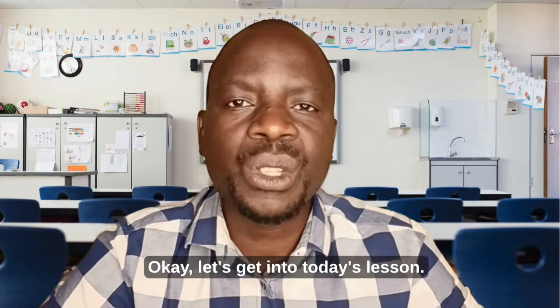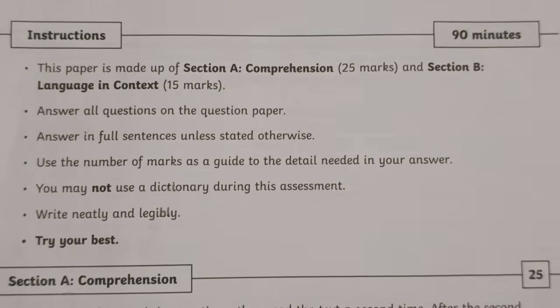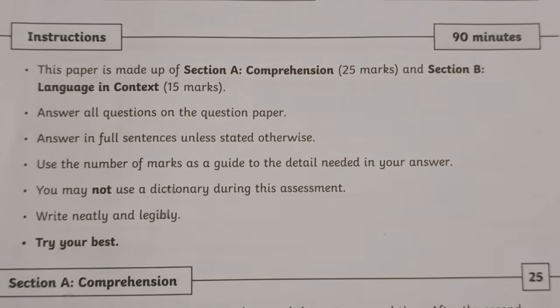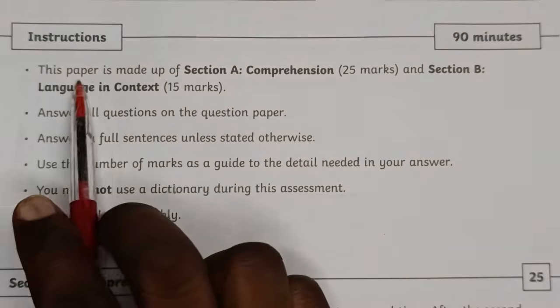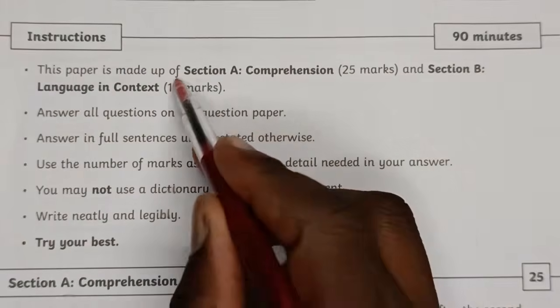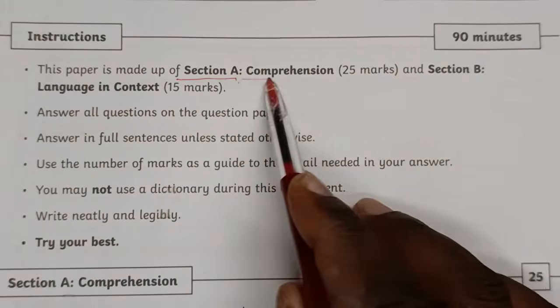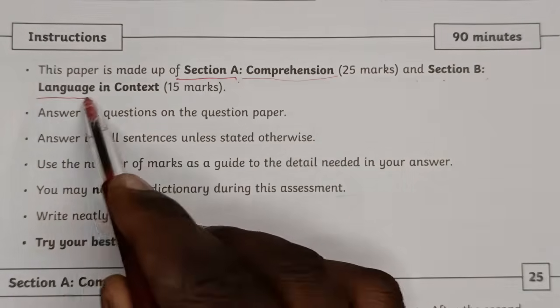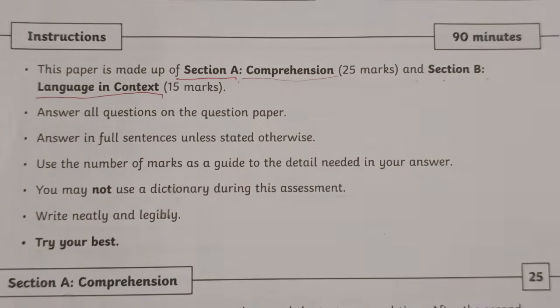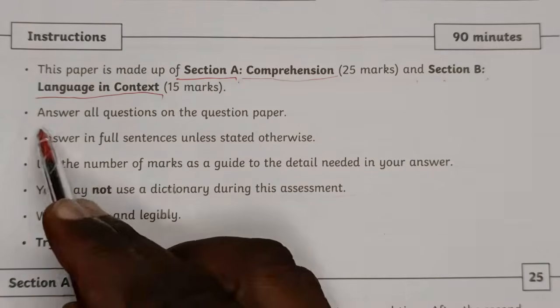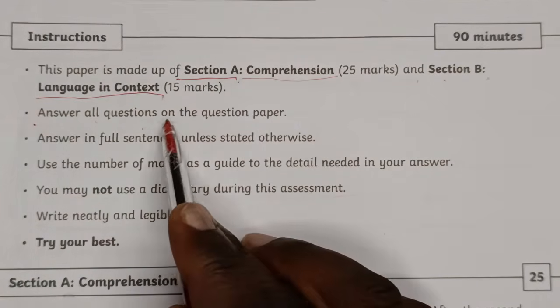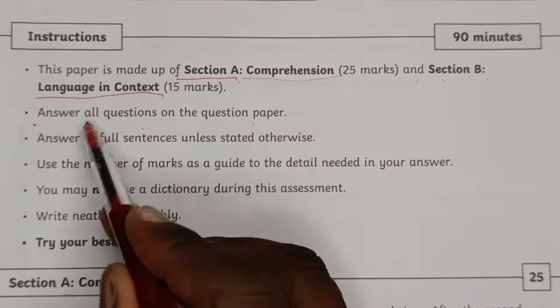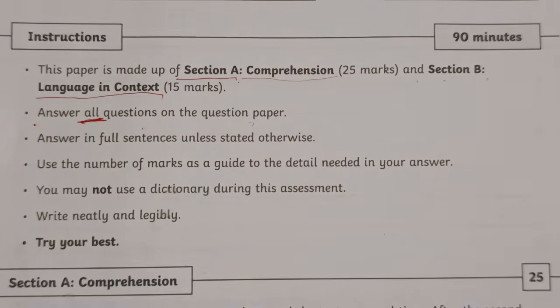Okay, let's get into today's lesson. So let's go through the instructions. The instructions in this paper say this paper is made up of section A, which is a comprehension, and section B, which is language in context. Answer all questions on the question paper. So all questions should be answered. It means you don't choose.